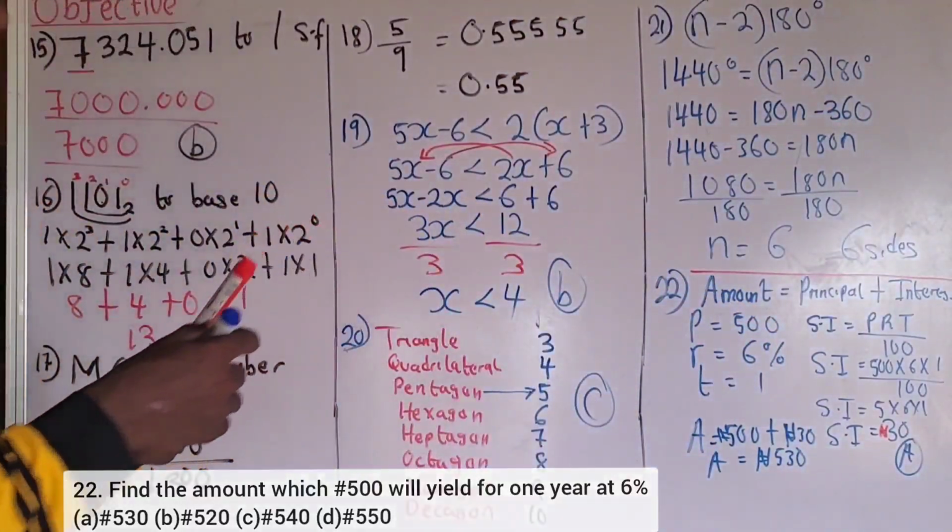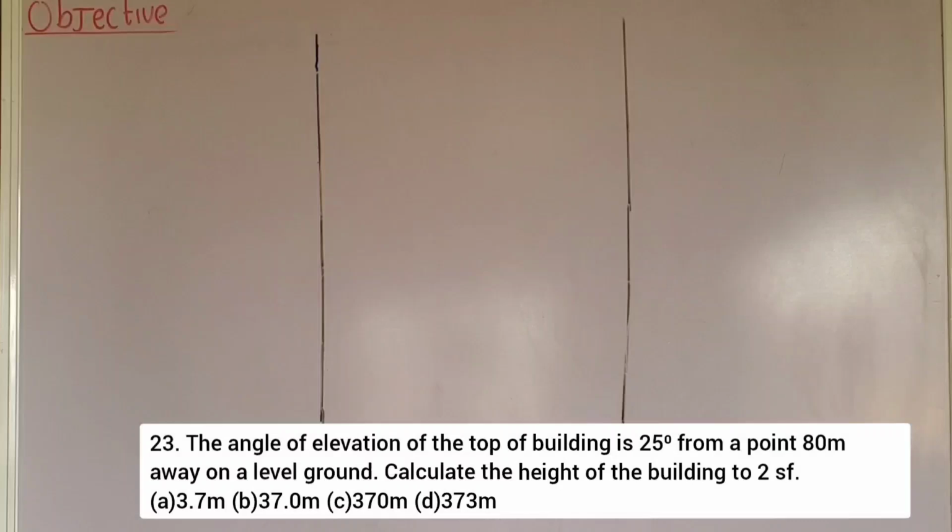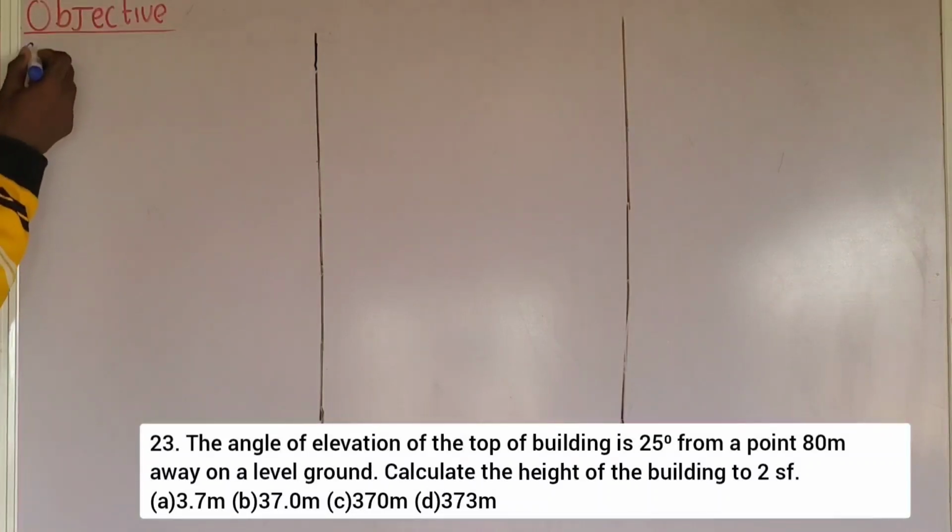Okay. So question 23. The angle of elevation of the top of a building is 25 degrees from a point 80 meters away on a level ground. Calculate the height of the building to two significant figures. Now please pay attention. Angle of elevation and depression. I'm very sure you will have heard of it before.